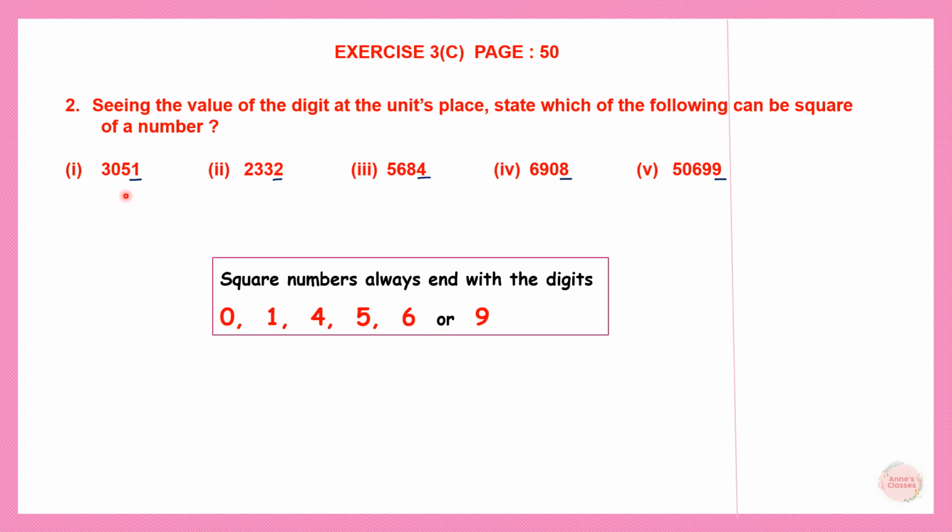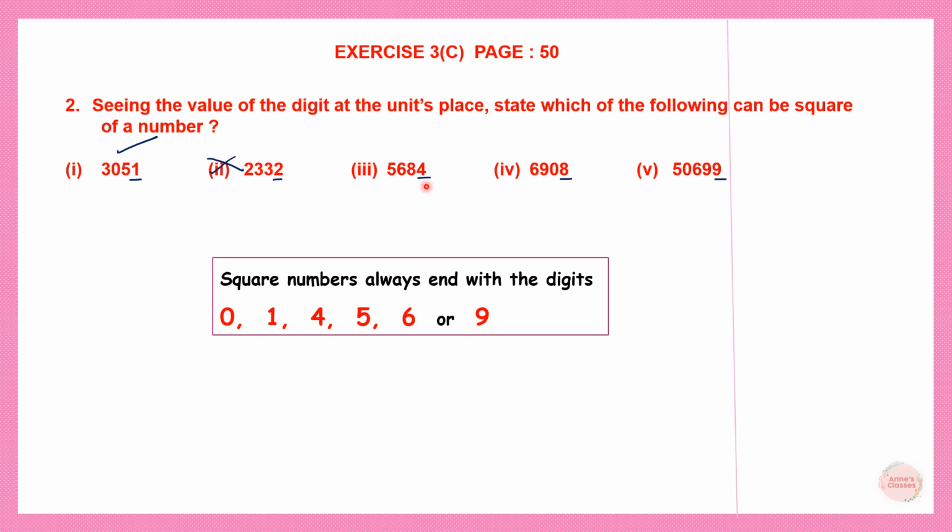So here we have 1. That means this number can be the square of a number. Then 2, no, we don't have 2 here. As you can see, we don't have 2 here. So this cannot be the square of a number. So let's cross it out. This cannot be the square.